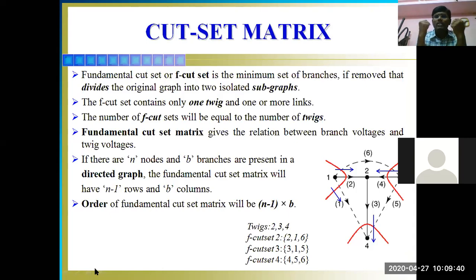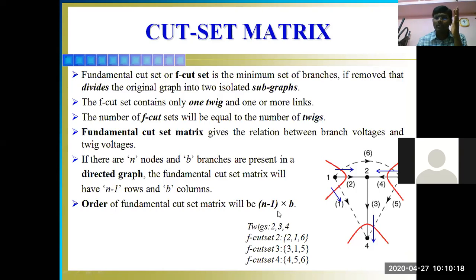So what should be the size of the fundamental cut set matrix? Here the number of cut sets is equal to the number of twigs. The number of twigs is equal to n minus 1, that is, the number of nodes minus 1. So the number of cut sets by the number of branches gives the order of the fundamental cut set matrix, which will be (n minus 1) times b. Here n minus 1 is the number of twigs, and b is the number of branches.